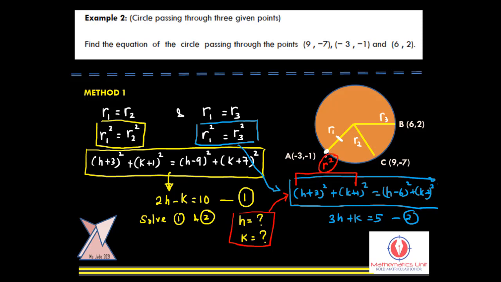Therefore, following our standard equation, (x minus h) squared plus (y minus k) squared equals r squared. By substituting the terms that I highlighted or boxed out with the red rectangle, and also the r squared, you will get the equation. So this is method 1.